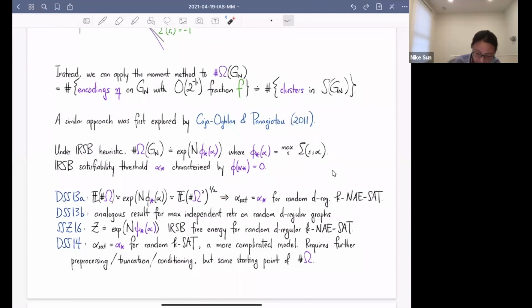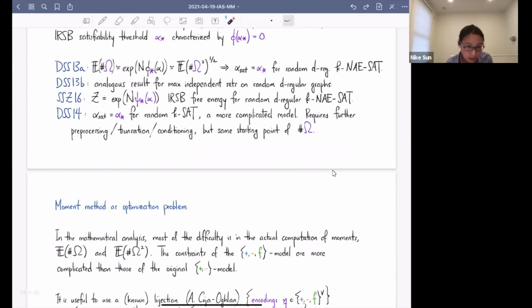We also have an analogous result for maximum independent sets, and I mentioned the free energy result for the same model. Finally, we have a result for the satisfiability threshold in random k-SAT. But this is a more complicated model, so the approach that I described here will not work in this model, and this requires further work. But even for this work, we have the same starting point: we take this set to work with.